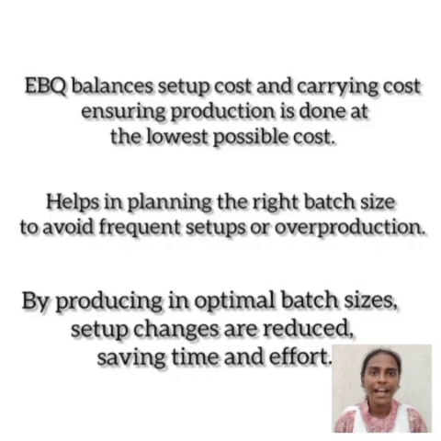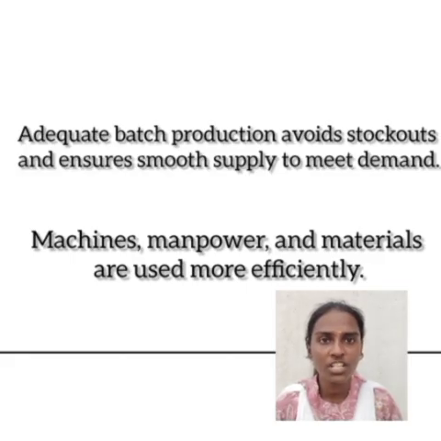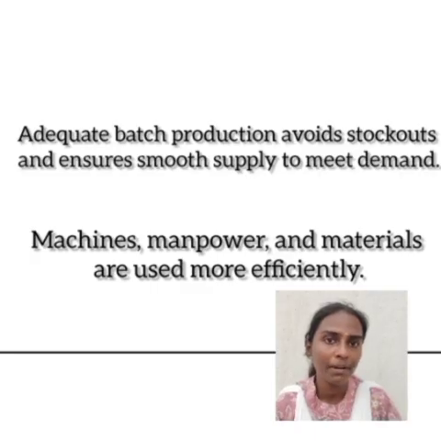Merits of the economic batch quantity. Economic batch quantity balances the setup cost and carrying cost, ensuring production is done at the lowest possible cost. It helps in planning the right batch size to avoid frequent setups or overproduction. By producing in optimal batch sizes, setup changes are reduced, saving time and effort. Adequate batch production avoids stockouts and ensures smooth supply to meet demand. Machines, manpower and materials are used more efficiently.